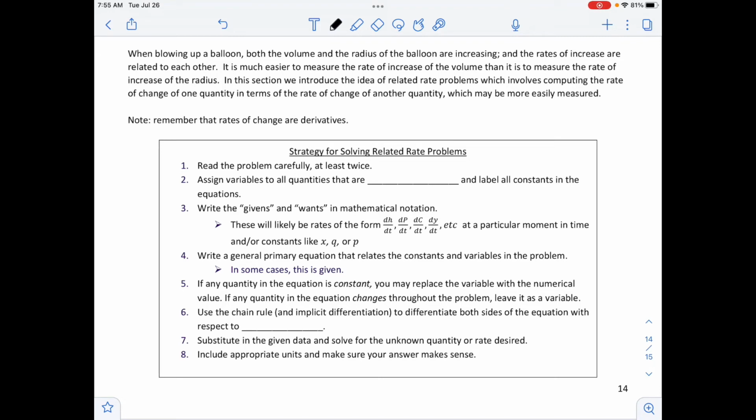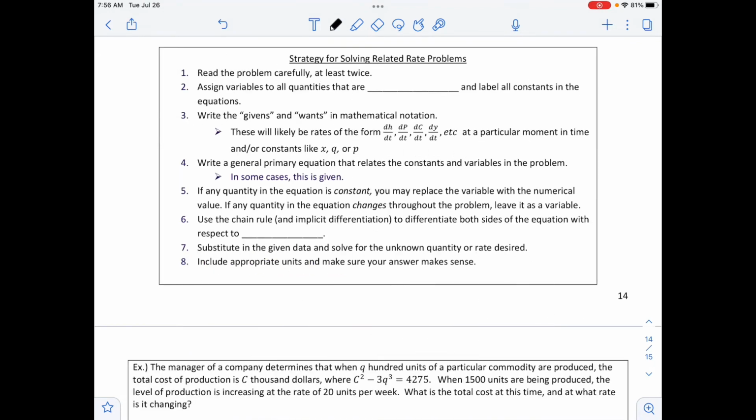So note, remember that rates of change are derivatives. We have some strategies for solving related rate problems. One says to read the problem carefully at least twice. So as we go through these, make sure to read the problem again a second time. Two says assign variables to all quantities that are changing. So anything that's changing is a variable. So it changes with time. Make sure that you're labeling that as a variable. And label all constants in the equation.